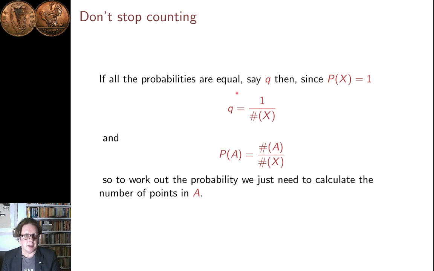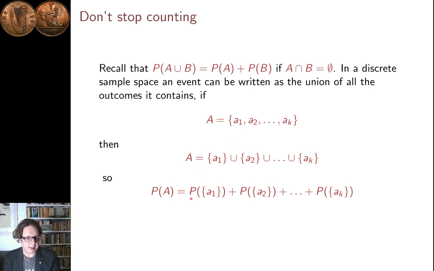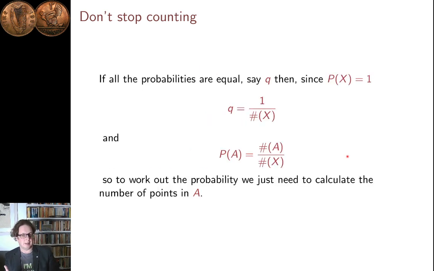In this case, because this is true, Q must be equal to 1 over the total number of elements in X. So if you think of taking the probability of both sides here, P of X will just be the sum of the probabilities of all the individual elements in X, and there will be hash X of them, where we're using hash to denote the cardinality. So hash X is the number of points in X. Because the probability of the sample space has to be equal to 1, if all the events are equally likely, each of them will have a probability 1 over the number of elements in X, which I'm denoting here by hash X.